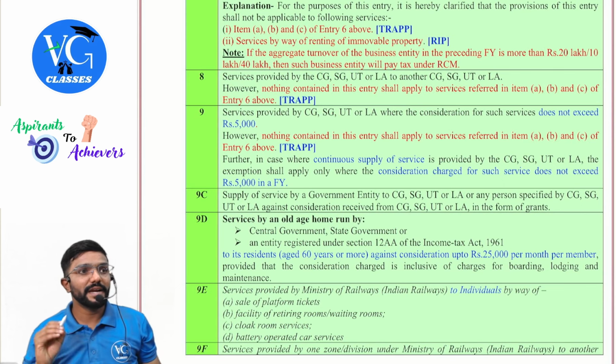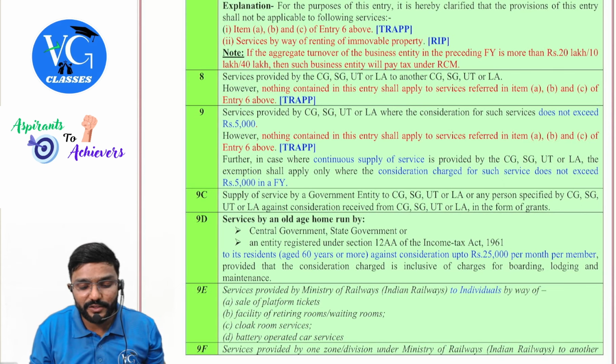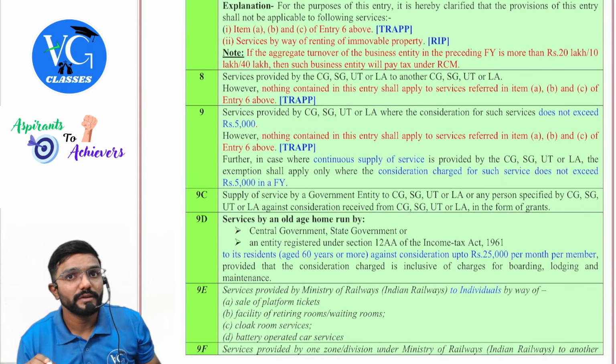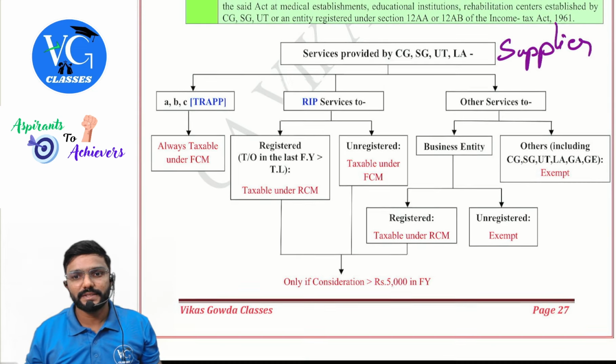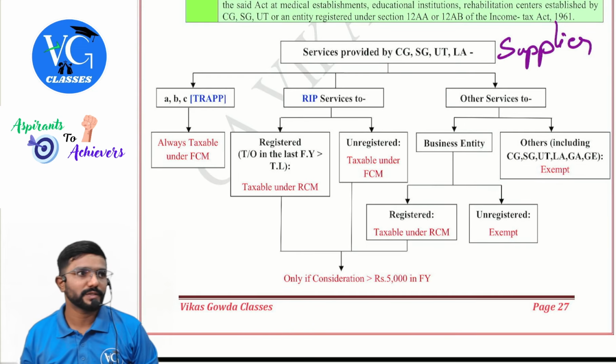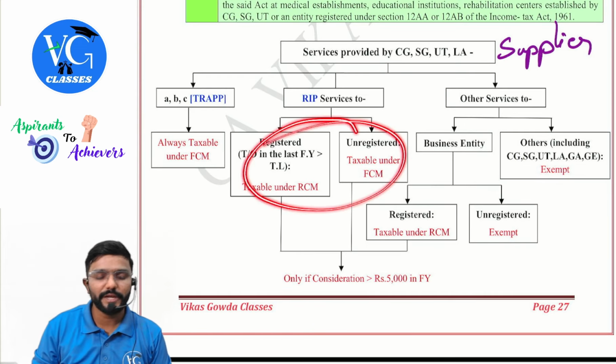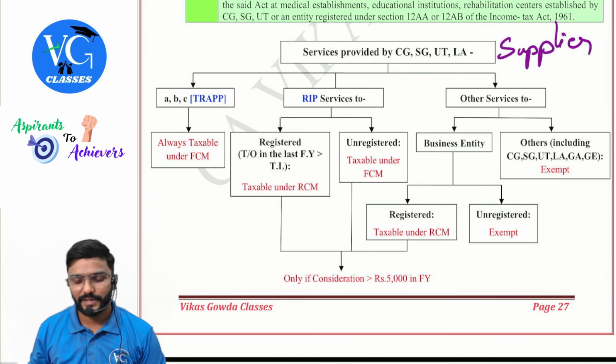Where is that 5,000 given, sir? Ninth entry. And in the ninth, you can observe RIP they didn't exclude. Only TRAP they excluded. For RIP, is the 5,000 limit applicable? Yes, it is applicable. Okay, guys. So these two are taxable only if the consideration is more than 5,000.